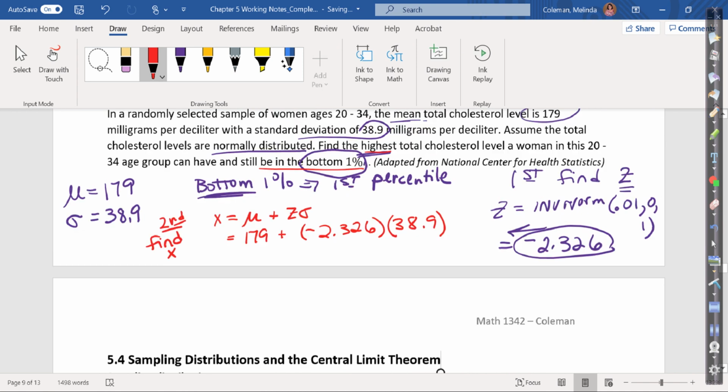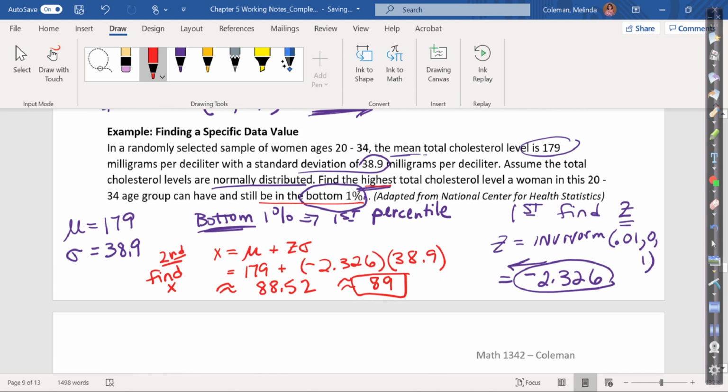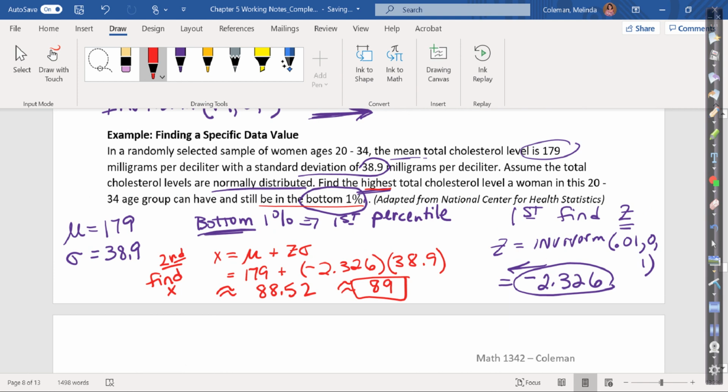And this is going to be approximately 88.52. This will probably round to 89 because cholesterol levels are usually not necessarily a decimal. But again, depending on what your calculator or what your homework asks you for, we'll have to round appropriately. And that wraps up section 3, opposite of what we did before.